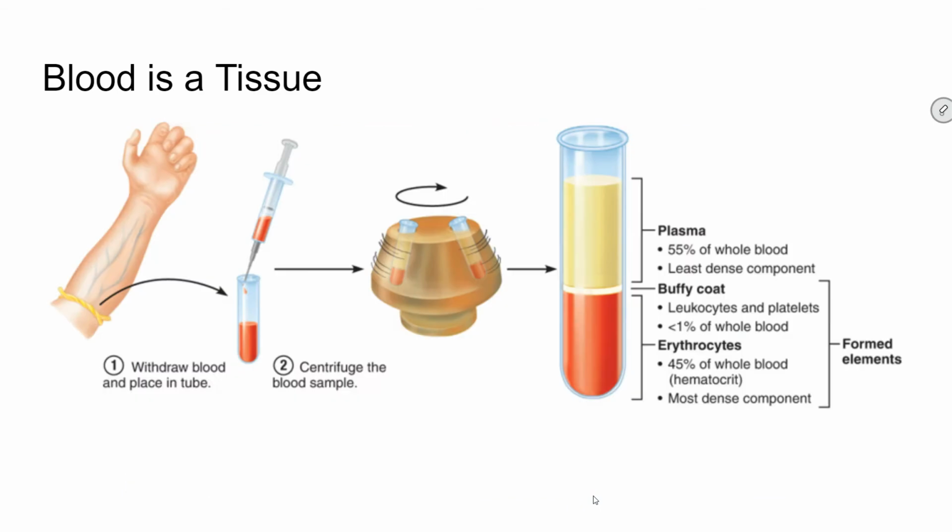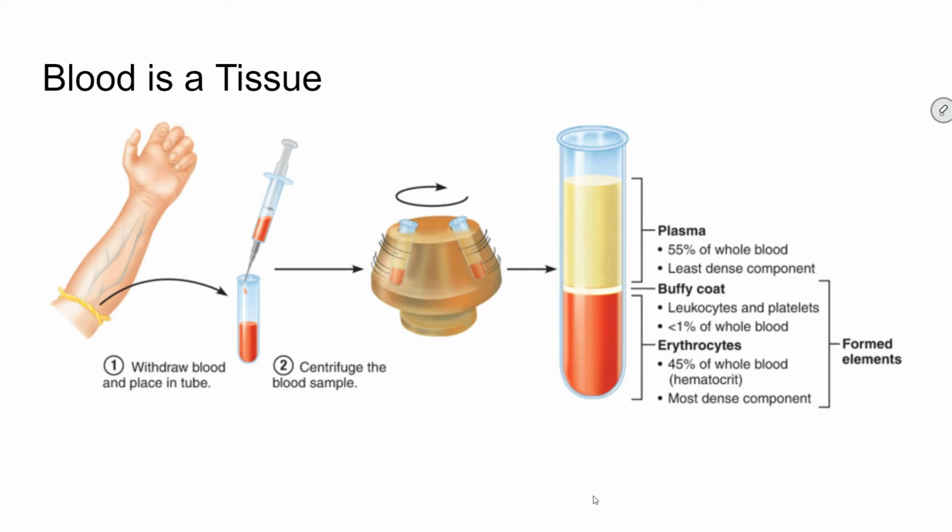Blood is the only fluid tissue in the body. Tissue, remember, is a group of cells that have a particular function. So blood is a group of cells. It is made up of lots of different kinds of things. The fluid portion, or the non-living portion of blood, is called plasma. And if you take blood and centrifuge it, you will see the plasma kind of float to the top there. It's about 55% of the blood. It's the least dense component, so that's why it floats to the top.